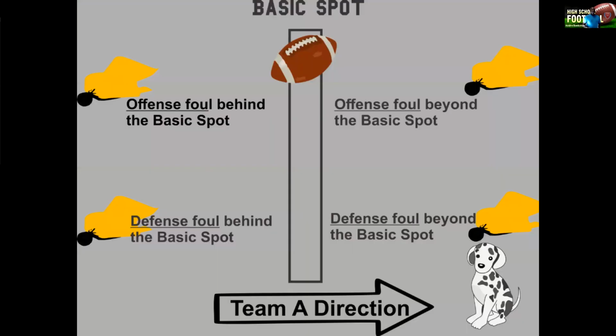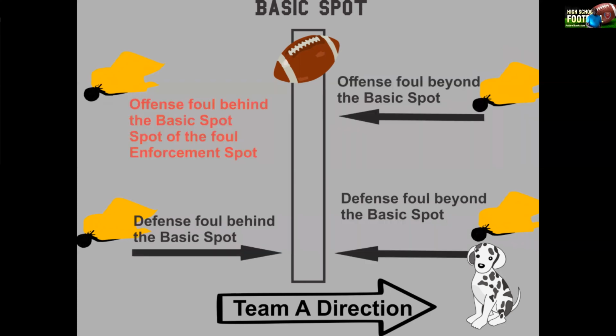Okay? So let's look at this. We got two teams. We got one basic spot. So there can be four different categories of fouls. All right? A foul by offense behind the basic spot, a foul by offense beyond the basic spot, a foul by defense behind the basic spot, and a foul by defense beyond the basic spot. Okay? So there's four possibilities of categories of fouls.